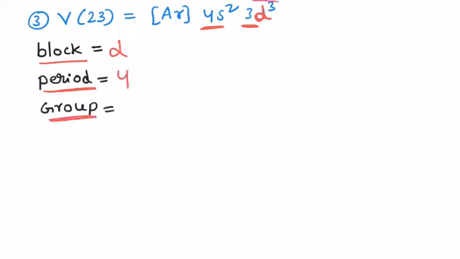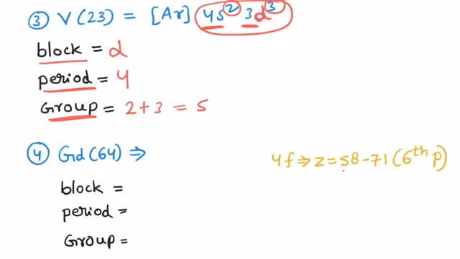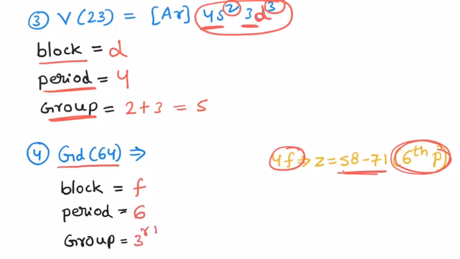And what about group? It is a D block element, right? For D block elements, we have to add S electrons and (n minus 1) d electrons. That's why 2 plus 3 equals 5. Fifth group. Next example, gadolinium 64. The 64 is between 58 and 71. That's why it is the 4f series. So F block element, and 4f series belongs to 6th period. That's why 6th period, and always F block elements are third group.